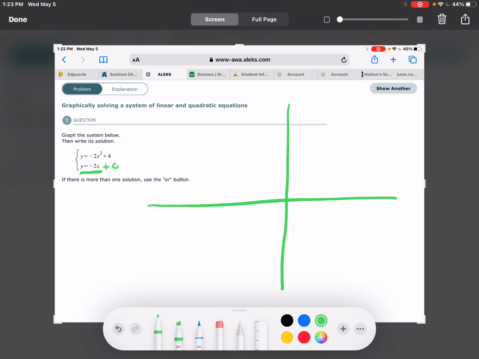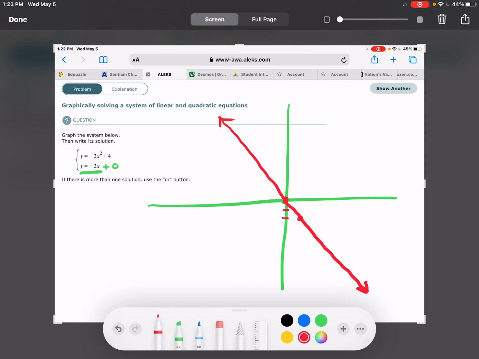So if we look at y equals negative 2x, that's a linear equation with a slope of negative 2 and a y-intercept of 0 right in the middle. So I'm going to put my point here in the middle. I'm going to go down 2 and over 1. I'm going to connect that, and I'll have this nice down sloping line that looks like this.